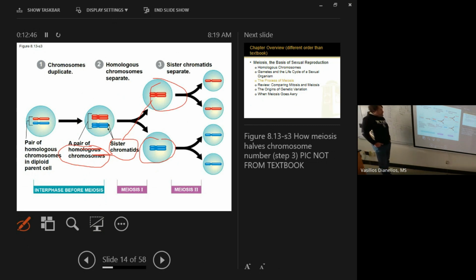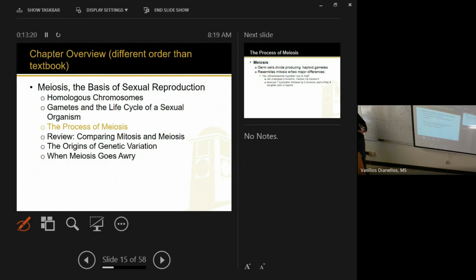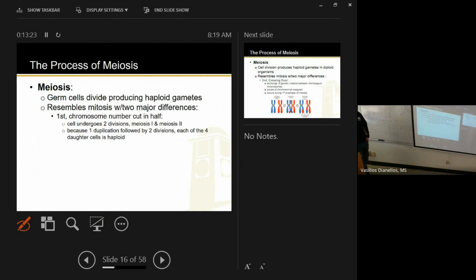So are there any questions about this overview slide before we get into the details of what exactly is happening in meiosis 1 and what exactly is happening in meiosis 2? All right, if there's no questions, I'll mention one more thing because it's not written on here. In meiosis, we start with diploid cells, we end with haploid cells. Unlike mitosis, remember, in mitosis we start with diploid cells and end with diploid cells. Any questions? All right, now that we've seen the overview, let's actually talk about the process of meiosis.